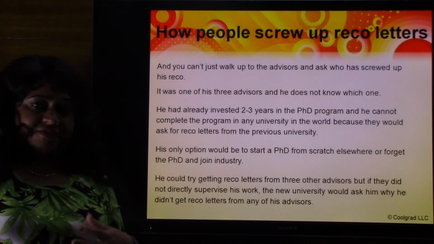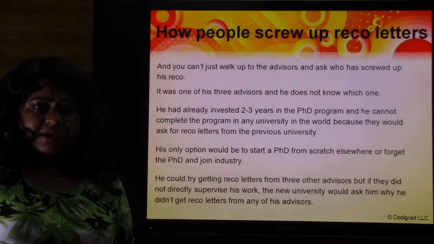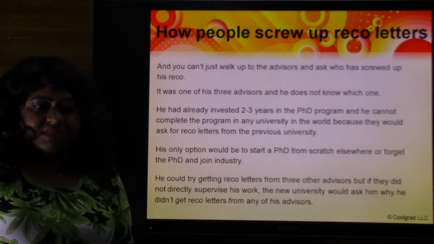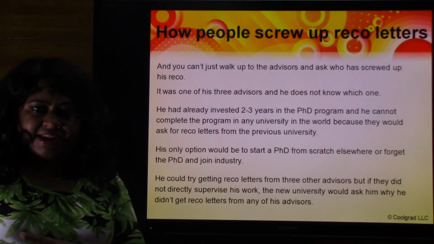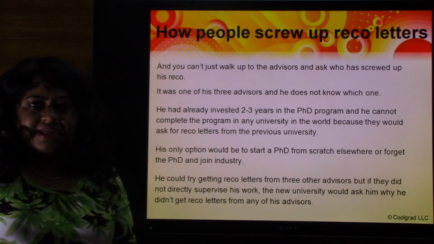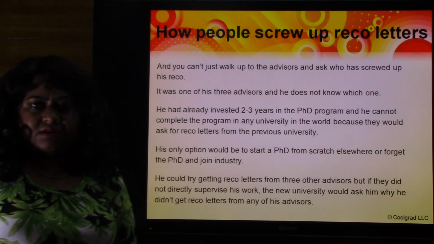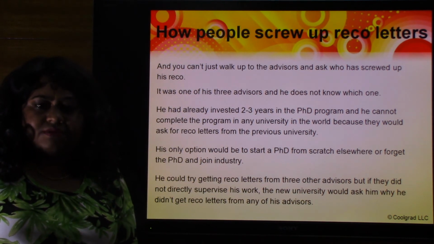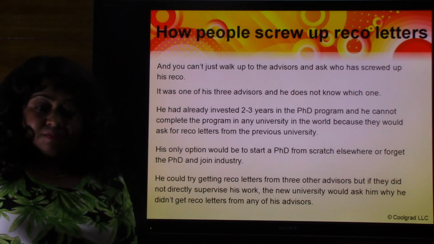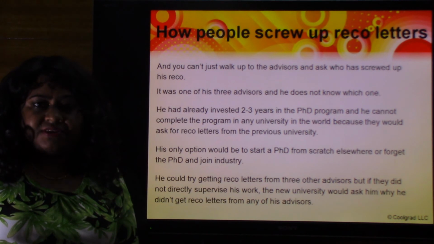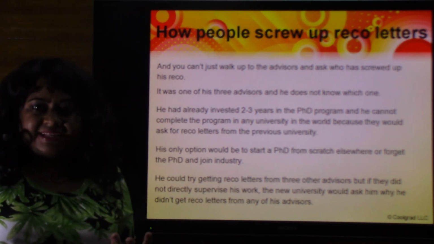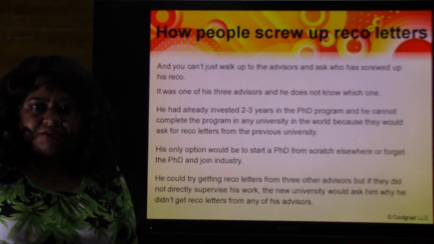So he had already invested 2 or 3 years in the PhD program, and it all came to naught. Because they made sure he would not get admission in any of the top universities in that discipline. So he had to either take a job somewhere else or start a PhD all over again somewhere. But even for that, he would need recommendation letters. And out of these 3 advisors who supervised his work, he doesn't know which one screwed up his recommendation letter.